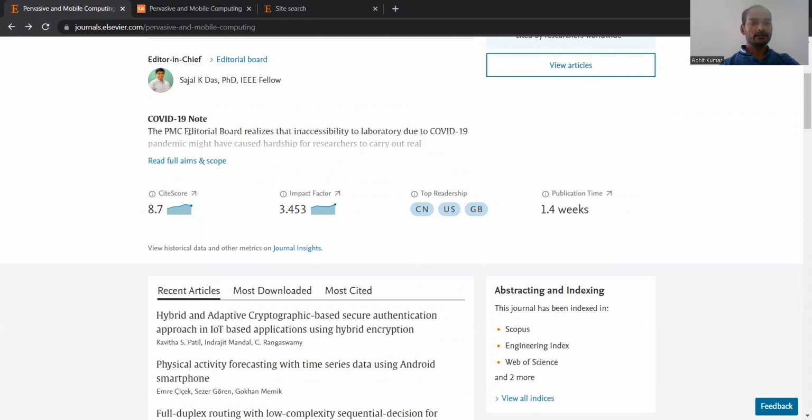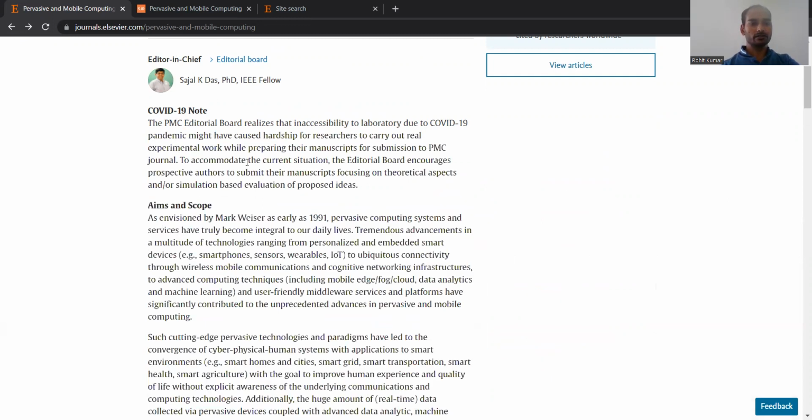Then moving to the full aim and scope of this particular journal, Sajal Das is the editor-in-chief, and due to COVID-19, they have put some note. I think now it's almost the post-COVID era, so we don't need to go into this. We need to focus on the aim and scope, so we are moving here.